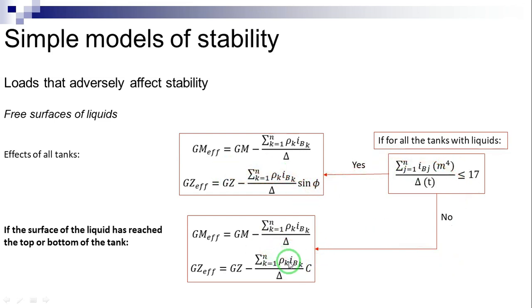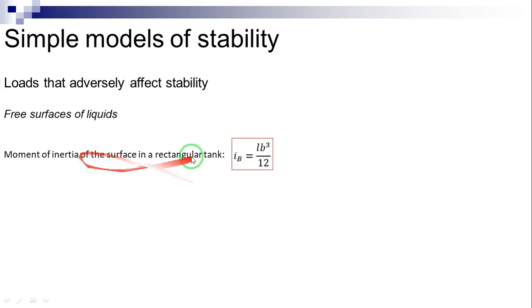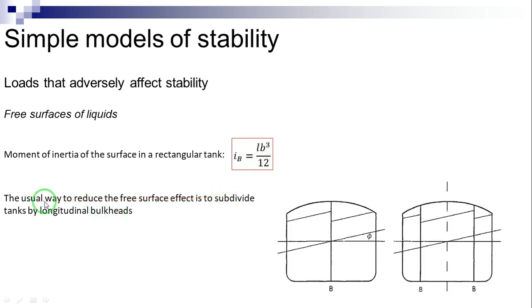Note that the process of determining the moment of inertia of the surface in a rectangular tank is relatively simple, since the moment of inertia about an axis through the centroid of the surface is given using this equation. The free surface effect can endanger the ship to a negative metacentric height. Therefore, it is necessary to reduce the free surface effect. The usual way to do this is to subdivide tanks by longitudinal bulkheads, such as shown in this figure.